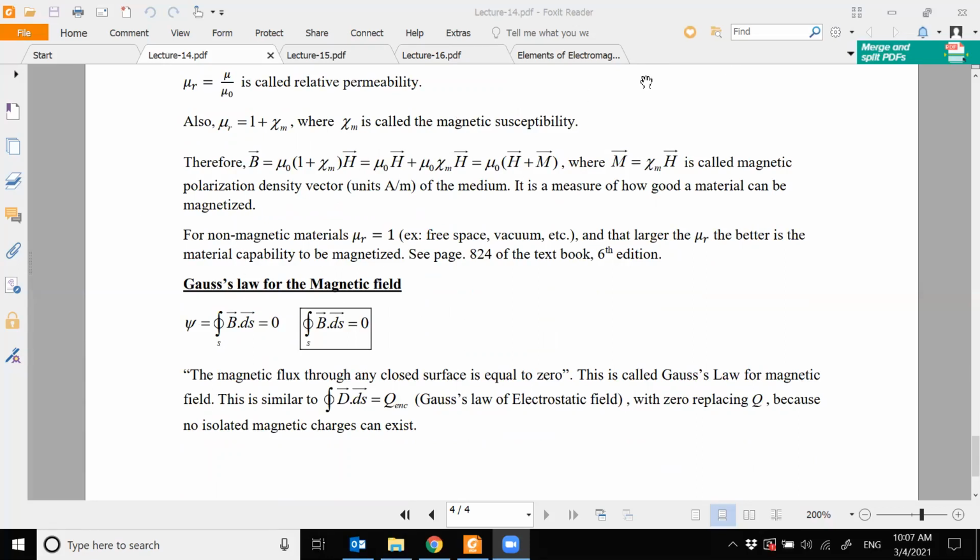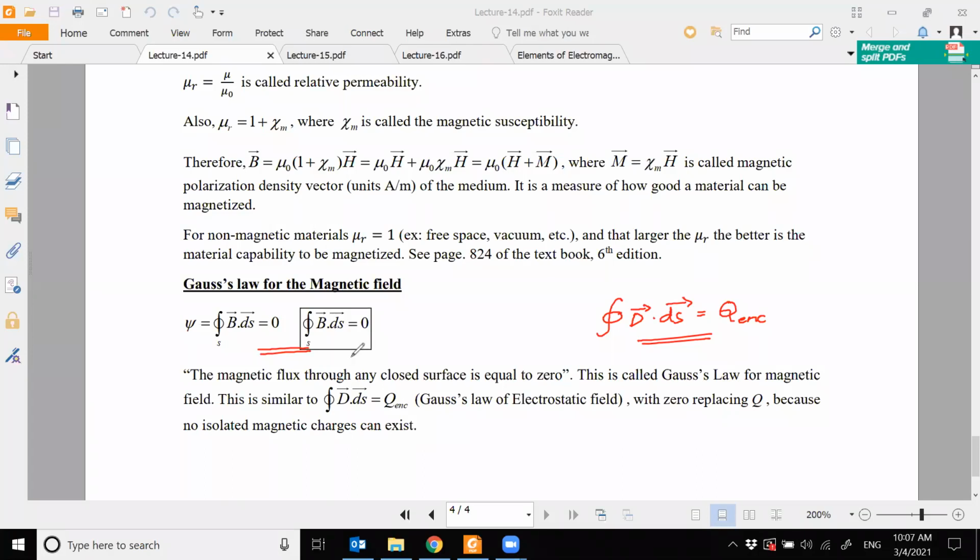And that law is Gauss's law of magnetic field. Okay, so we have Gauss's law of electric field. If you remember, Gauss's law of electric field is the closed surface integral D bar dot dS bar is equal to the charge enclosed. So this is the Gauss's law of electric field, electrostatics. This is the Gauss's law of magnetostatics.